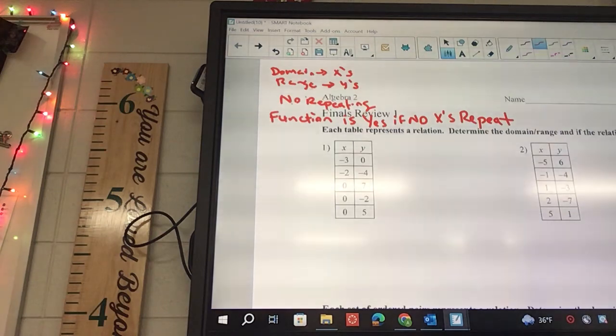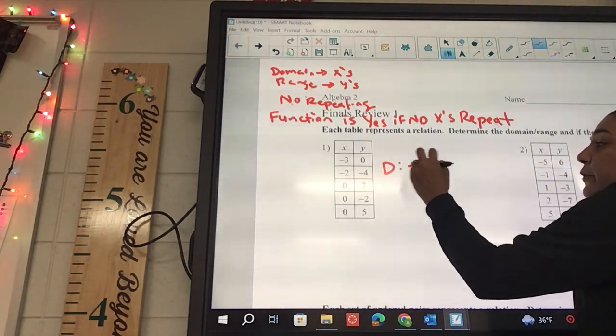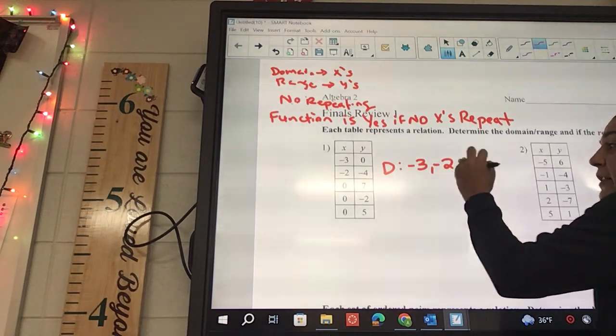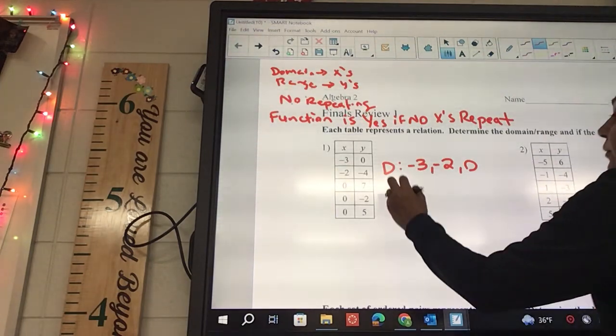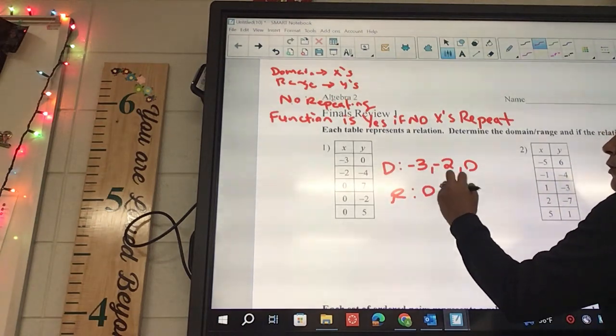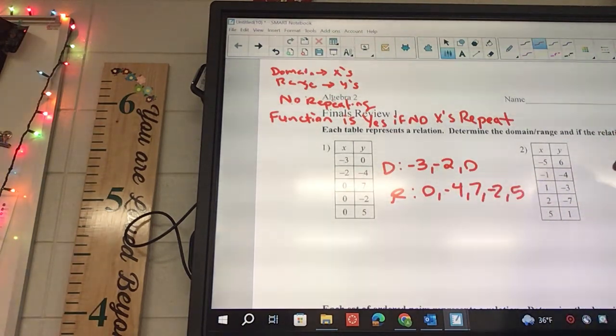Okay, so the domain for number 1 is going to be -3, -2, and 0. We are not allowed to repeat that 0. Okay, you can write it up and down, it doesn't matter. Okay, the range is going to be 0, -4, 7, -2, and 5.